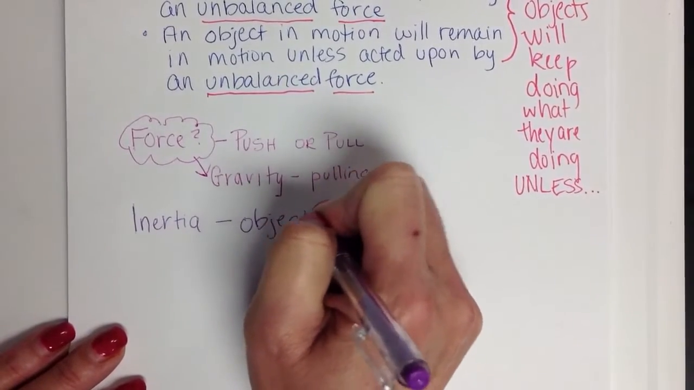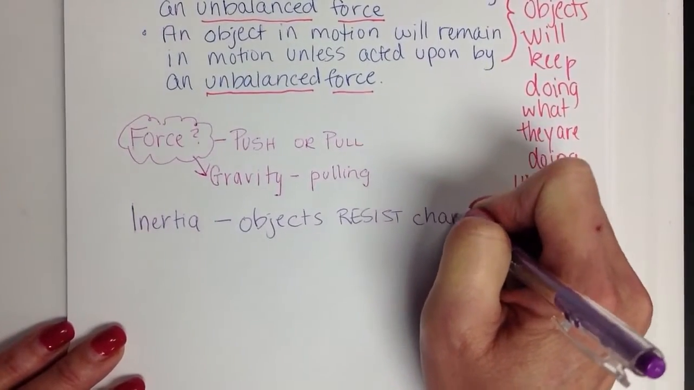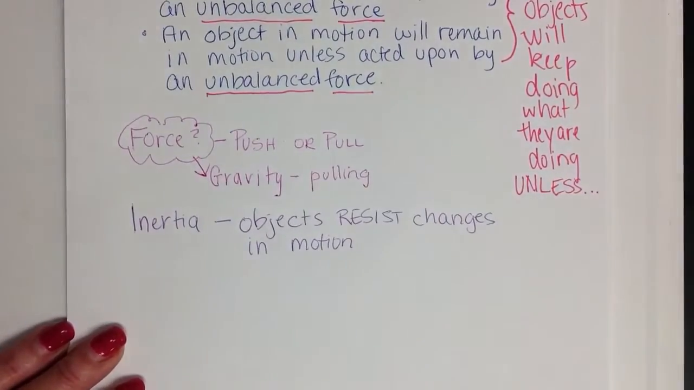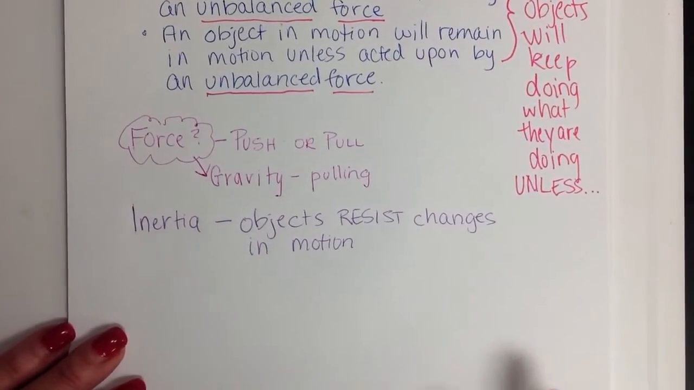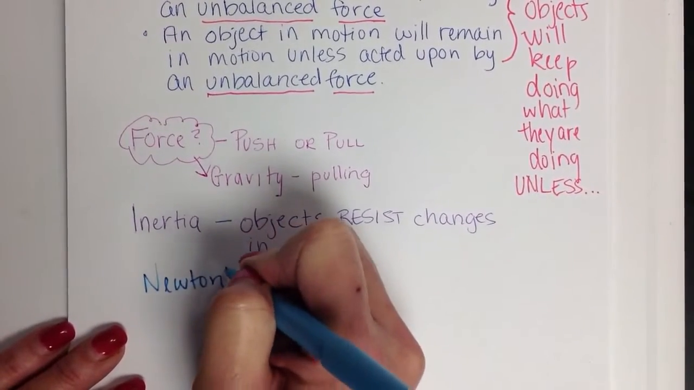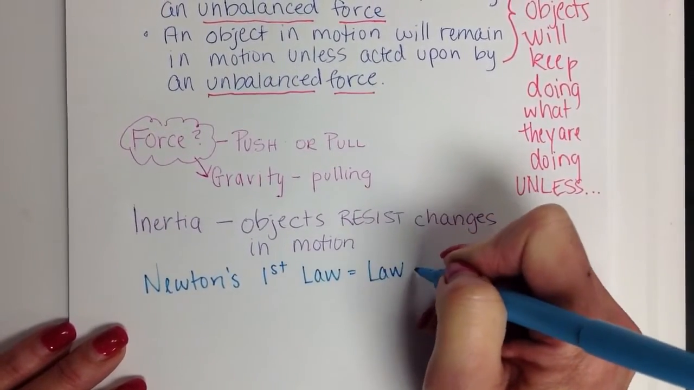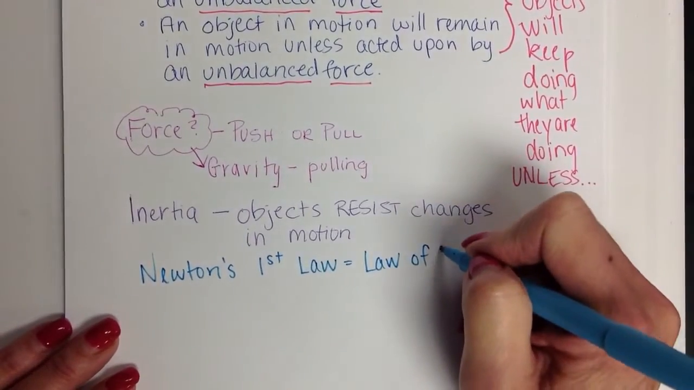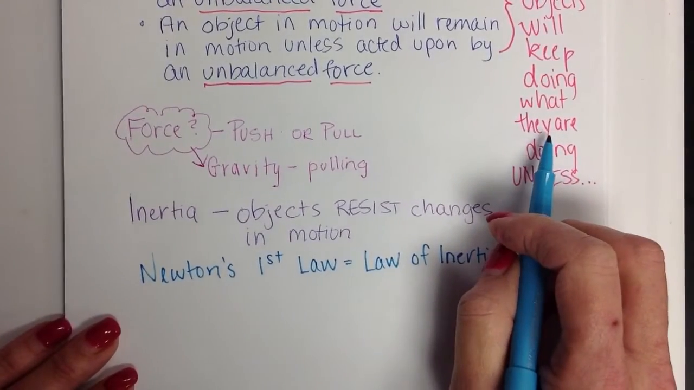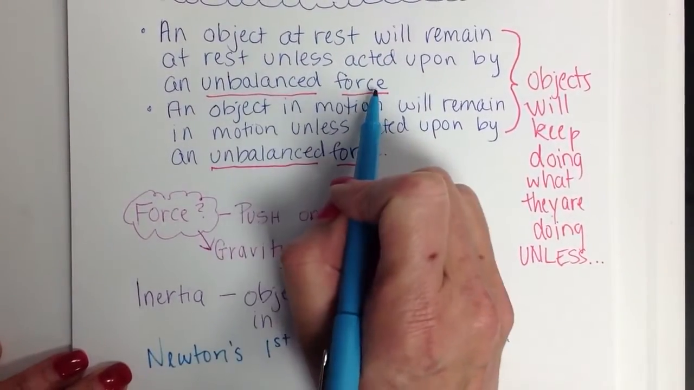Objects resist changes in motion. So oftentimes Newton's first law is called the law of inertia. So Newton's first law is equal to the law of inertia, because it basically all says the same thing. Objects resist change in motion. They want to keep doing whatever they're doing. They won't change their motion unless they are acted on by an unbalanced force.